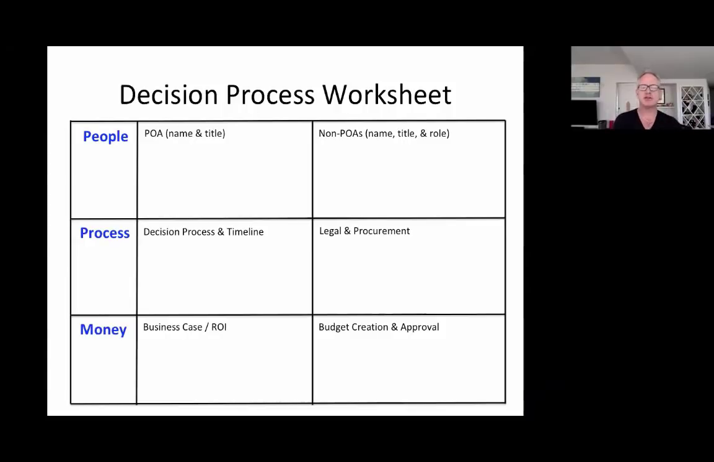Anyway, here's the decision process worksheet that you can use to capture your understanding of how the decision process is going to work. If all these boxes are filled out, you know how it's going to work. If there's any blanks, you don't know how it's going to work. If any one of these things is blank, you don't know how the decision process is going to work, right? When you put it on paper, when you put it in a format like this, it's impossible to lie to yourself, right? Legal and procurement, blank.